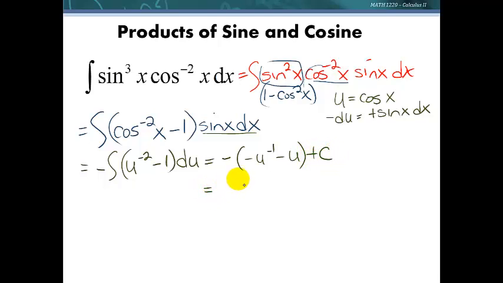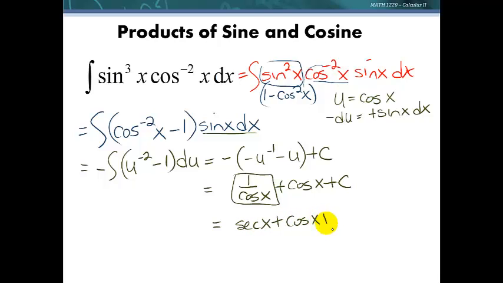So resubstituting, this would become cosine to the negative 1 x, and we have to be careful because we don't mean inverse cosine, so actually let's go ahead and express this differently. Let's go ahead and express this as 1 over cosine x, and then these two negatives, and make this one a positive cosine x plus a constant. So our final answer, we're going to express this reciprocal then as secant x, and then we have plus cosine x plus our constant of integration.